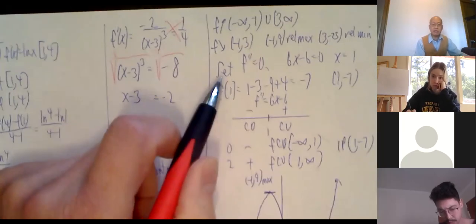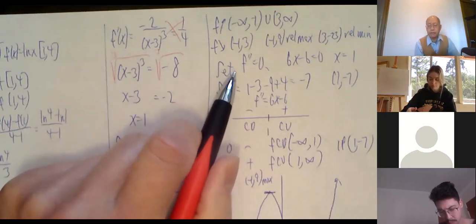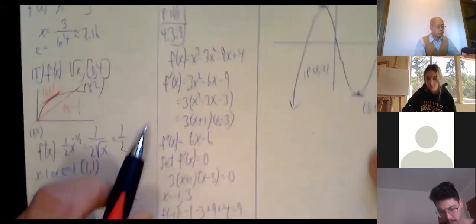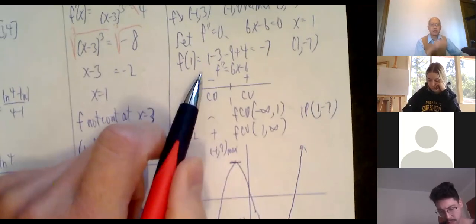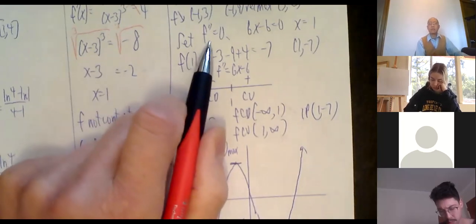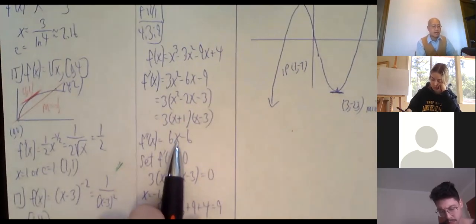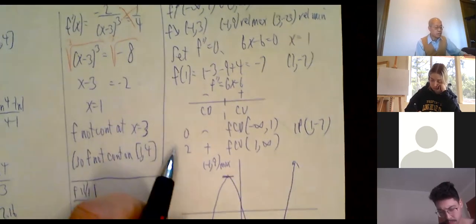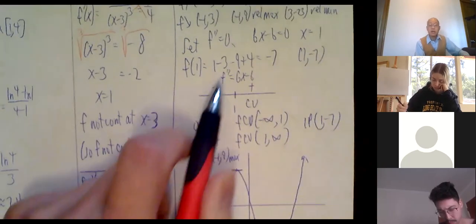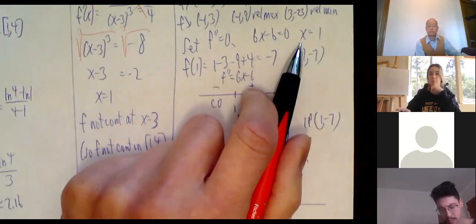Now the second derivative analysis. You pretty much do the same stuff for the second derivative as you did for the first derivative. Back over here, we set f prime equal to 0. Now do the same thing with f double prime. Set f double prime equal to 0. Where was my second derivative? 6x minus 6. Set that equal to 0. That's easy, x equals 1.